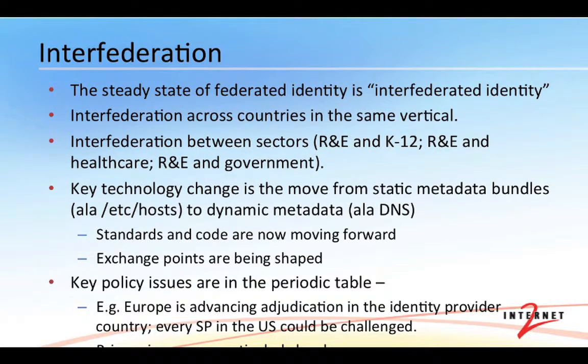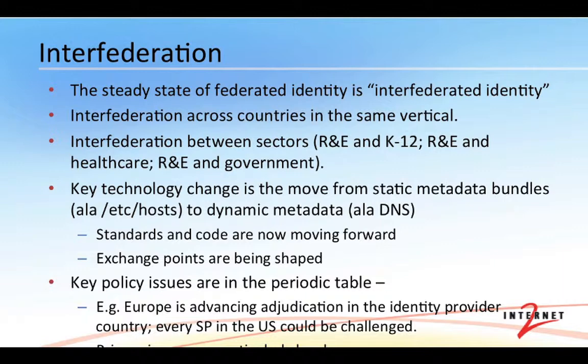If we're successful, this shouldn't be federation in 2 years. This should just be interfederation, just as there is the internet. So the steady state here is interfederated identity, and that's why the chart I talked about earlier of growth is going to become vacuous, because we're not going to have a crisply defined federation. We should have a large mass of community doing consistent approaches to federated identity.